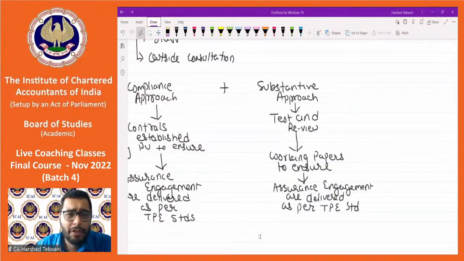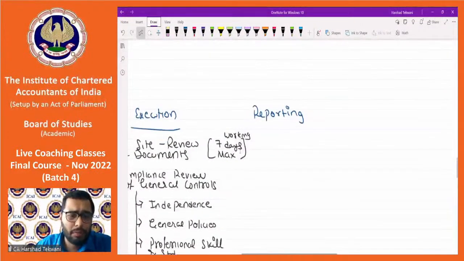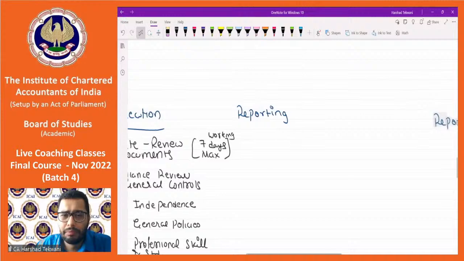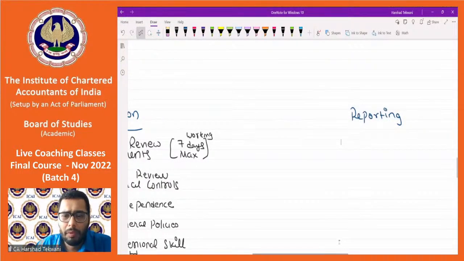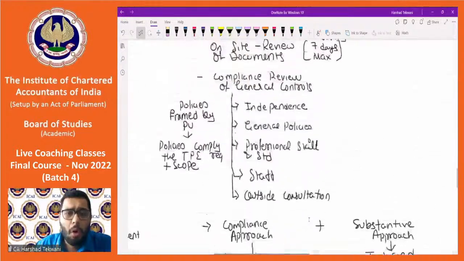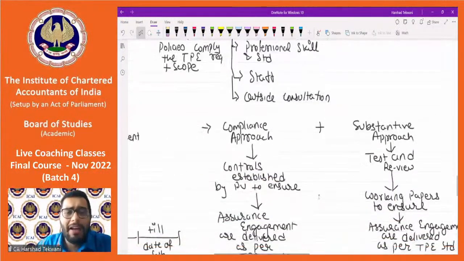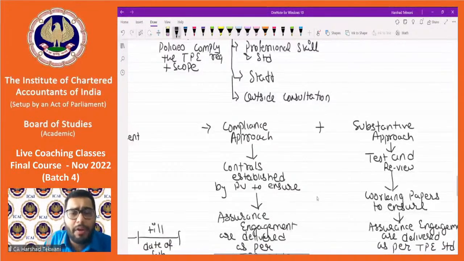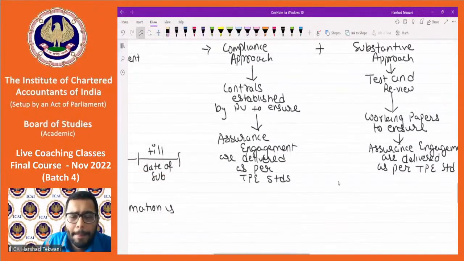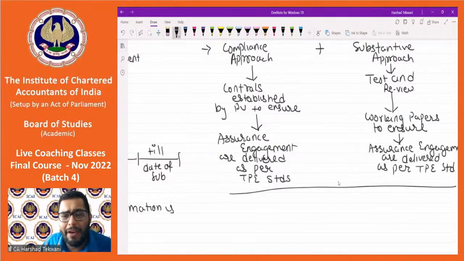Okay, so those are the two approaches I will follow for the execution: compliance approach and substantive approach. Over and above the review of general controls, I will do this. This is related to the sample I have selected. Compliance and substantive approach is related to the sample I have selected.